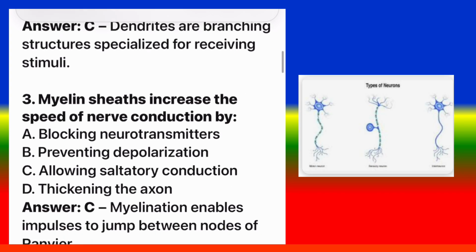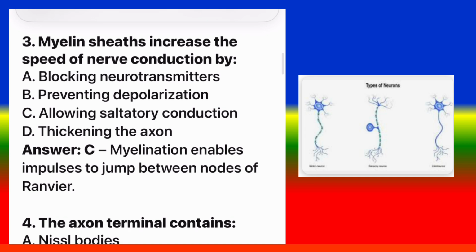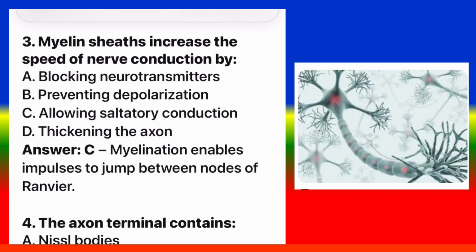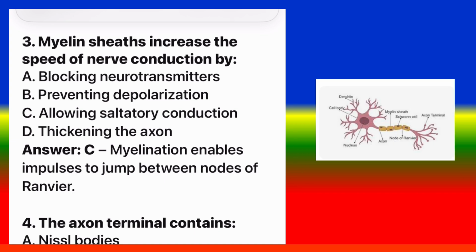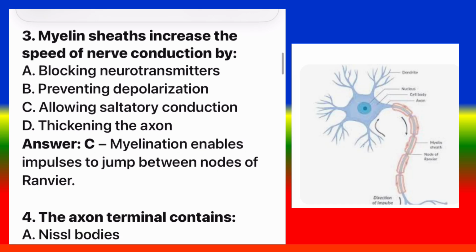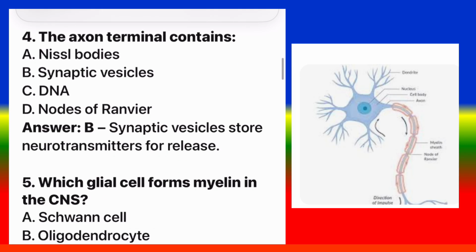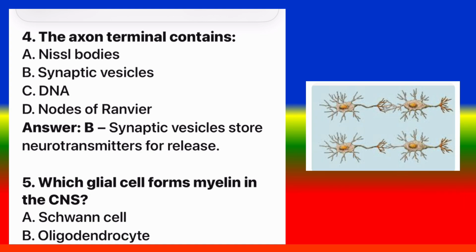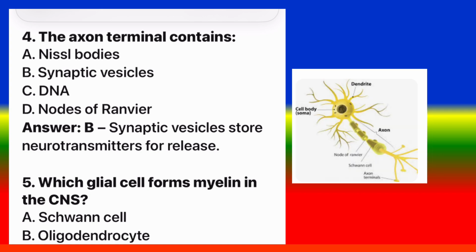3. Myelin sheaths increase the speed of nerve conduction by A, blocking neurotransmitters, B, preventing depolarization, C, allowing saltatory conduction, D, thickening the axon. Answer C, myelination enables impulses to jump between nodes of Ranvier. 4. The axon terminal contains A, Nissl bodies, B, synaptic vesicles, C, D, nodes of Ranvier. Answer B, synaptic vesicles store neurotransmitters for release.